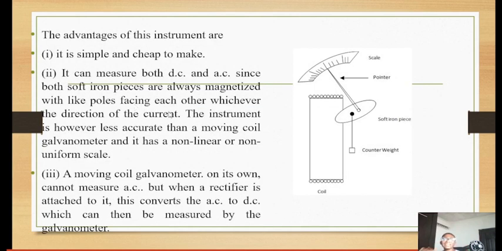What are the advantages of this instrument? It is simple and cheap to make. It can measure both DC and AC, since both soft iron pieces are always magnetized with like poles facing each other whichever direction the current flows. The instrument is however less accurate than a moving coil galvanometer, and it has a non-linear or non-uniform scale.